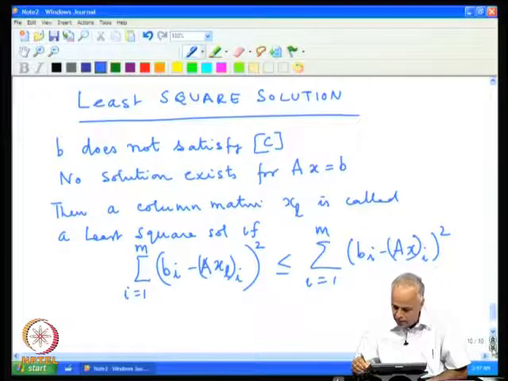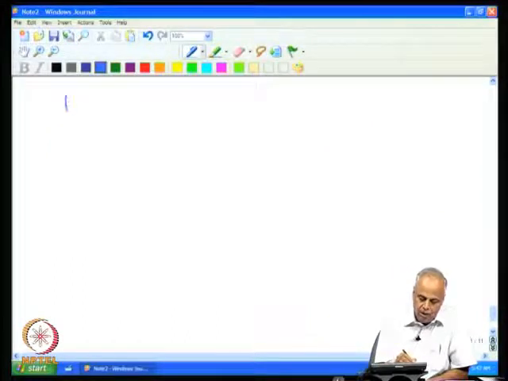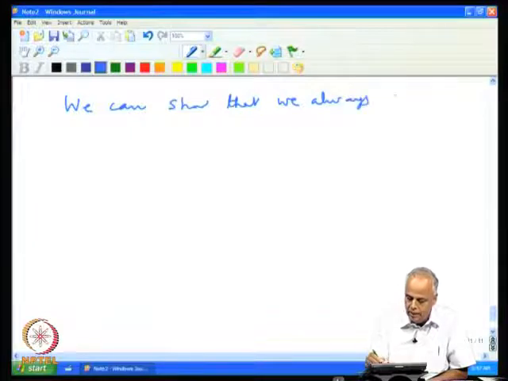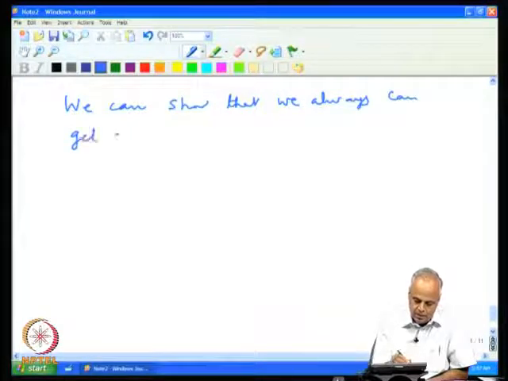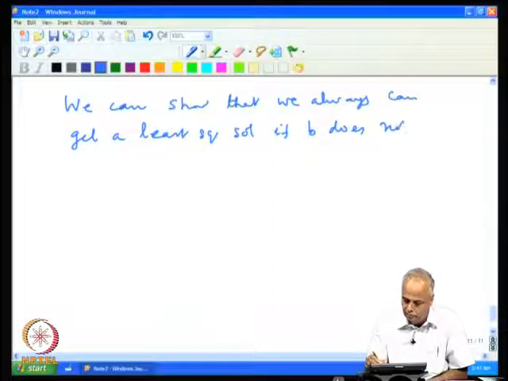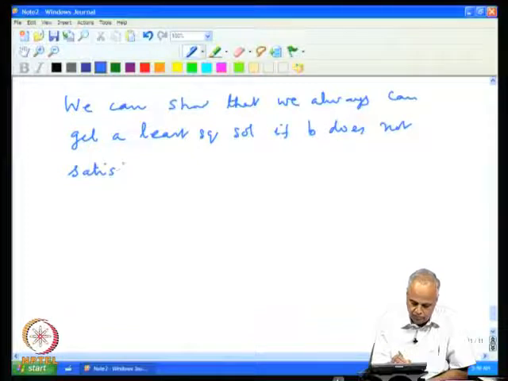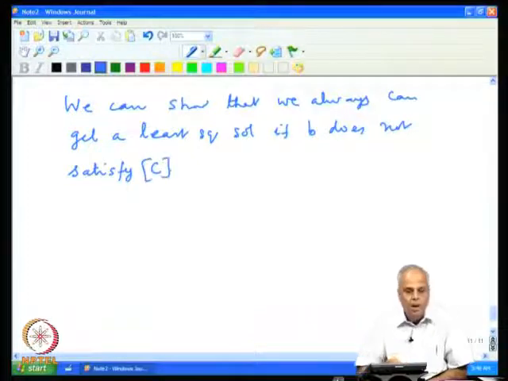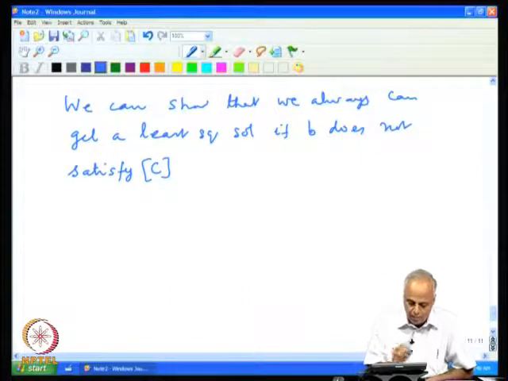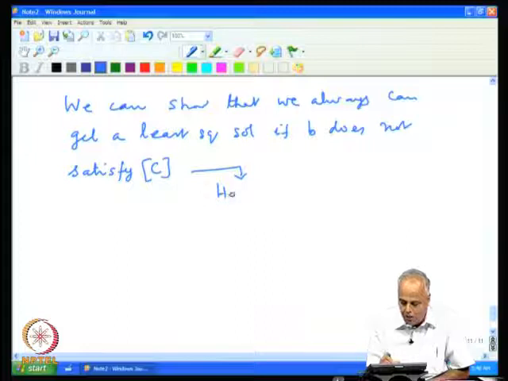So, in this case we can show that we can always get a least square solution if B does not satisfy C. If B does not satisfy C, there is a least square solution, and let us get back to the situation. The next question we would ask is, how many least square solutions are there?